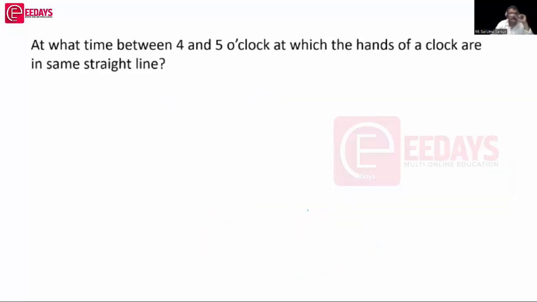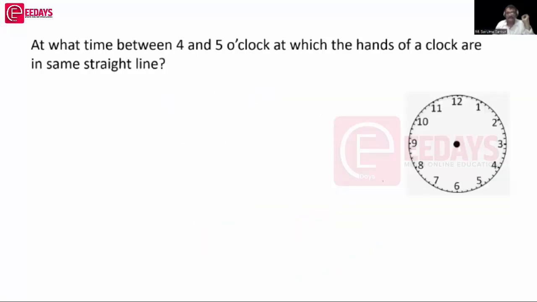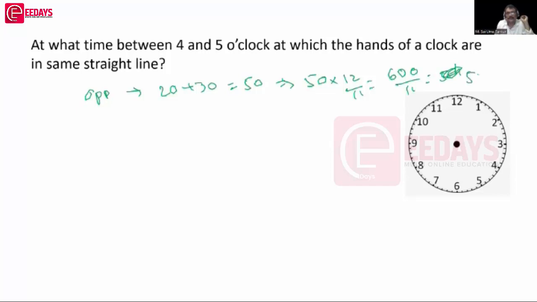Is it clear? Next one. Same straight line, and the interval has two parts. One is opposite each other and the other is coincide each other. First, opposite to each other. The current gap is 20 plus 30, that is equal to 50 minutes apart. That equals 50 into 12 by 11, which is 600 by 11. So this is equal to 54, and next 6 by 11. So what is the answer? 4 hours, 54, 6 by 11 minutes apart is the answer.